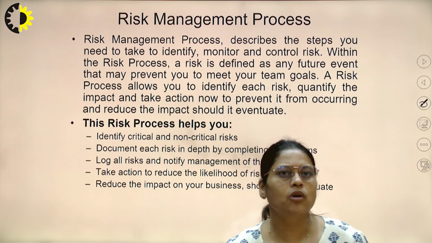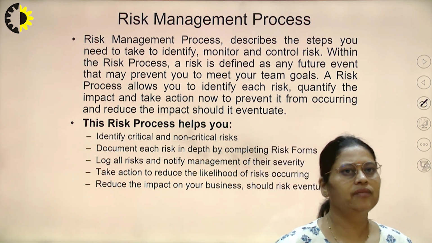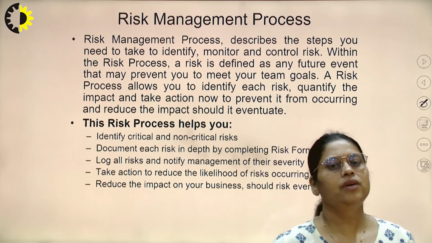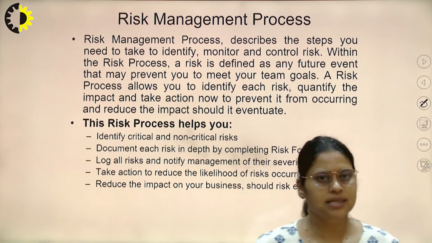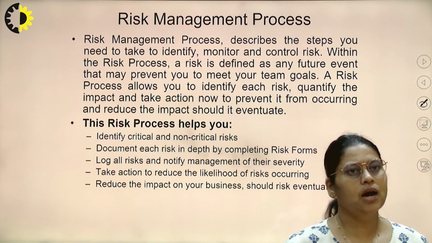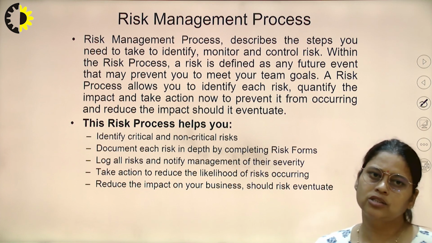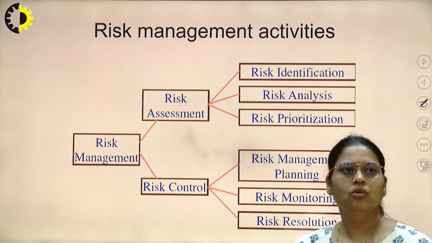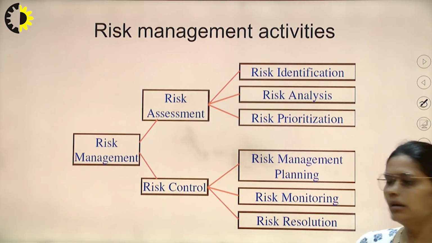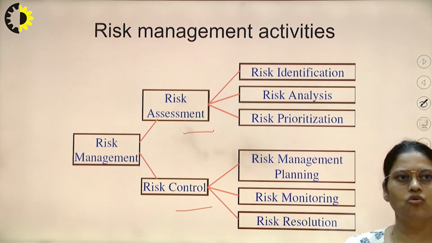The risk management process describes the steps you need to take to identify, monitor and control the risk. In this process, we have to identify the risk, we have to do some assessment of the risk, and then finally we have to control the risk. The risk process allows you to identify each risk, quantify the impact and take some actions about that risk. So this is a complete risk management process. In risk management, the first is risk assessment and the second one is the risk control process.